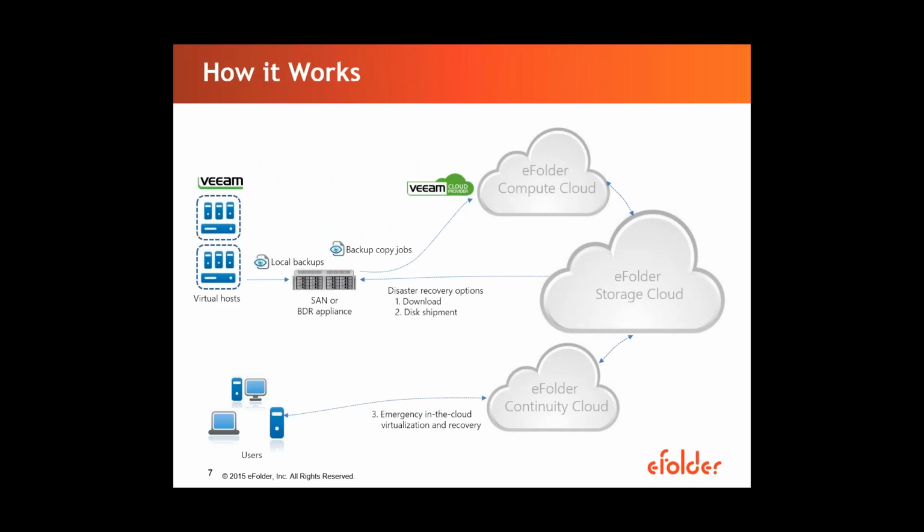And that's just a brief schematic of how a Veeam environment works. You'd be running Veeam locally to protect the virtual hosts, usually backing up those jobs to a SAN locally, and at the same time you would send a backup job to the eFolder cloud, where we're running a piece of the Veeam software suite, called Veeam Cloud Connect, in our compute cloud, and all of that data is being stored in what we call the storage cloud. It's all in one data center, but logically these are different pieces. The compute cloud, the storage cloud, and the recovery cloud are logically different components of the overall solution.